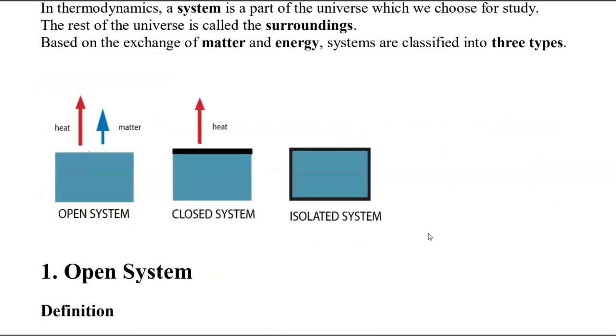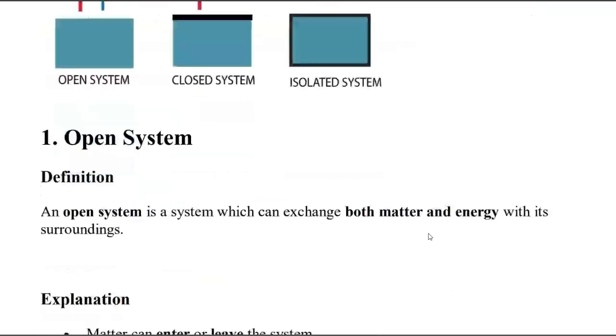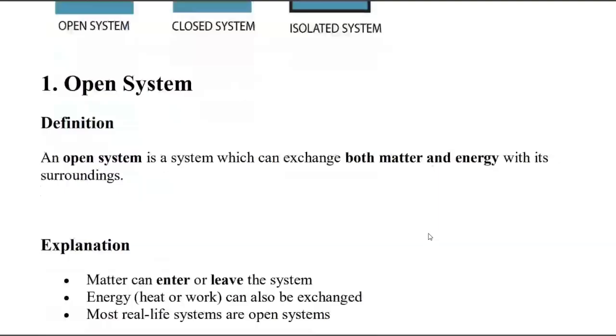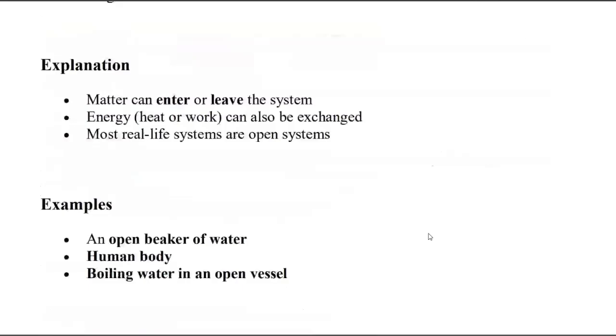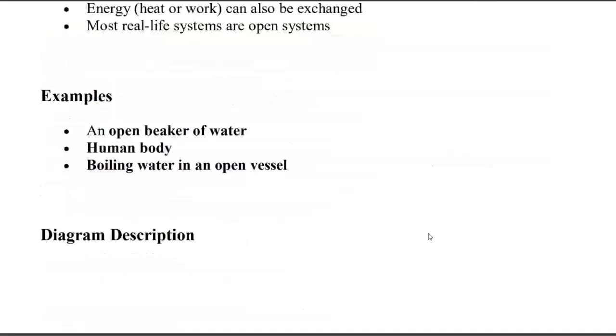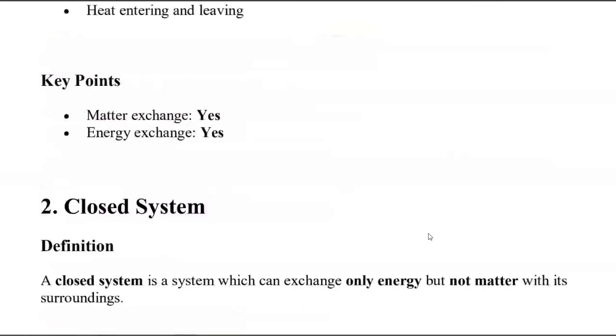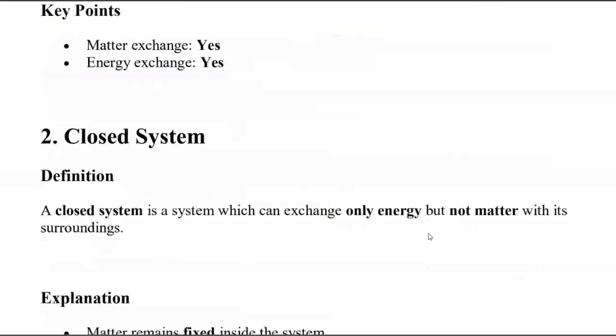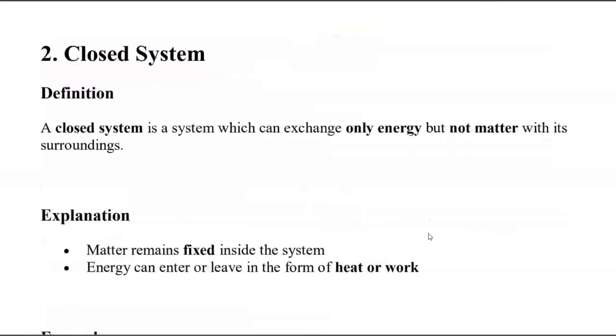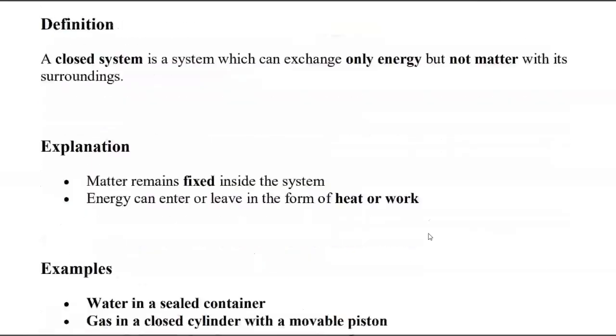draw a simple diagram like this, and put a heading as an open system, and write the definition, and then write explanation and one example. For every system, write definition, explanation, example, as I have shown here. If you people want to write key points, as it is simple and second is closed system, write definition, explanation, and example.